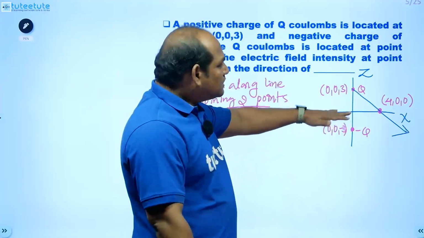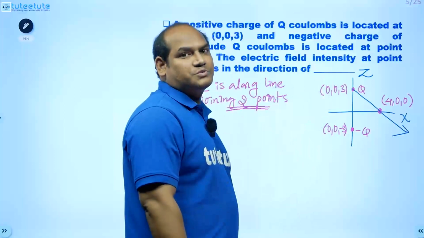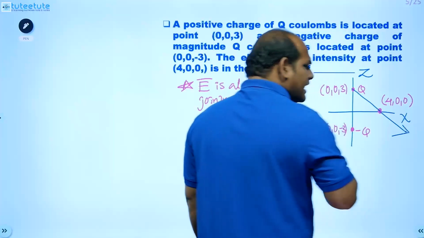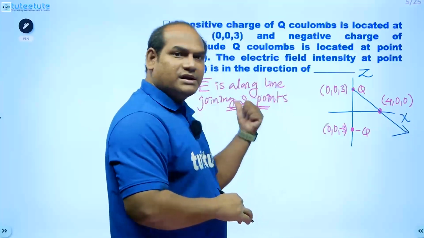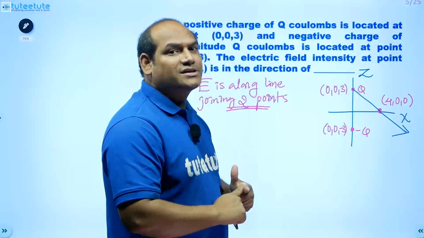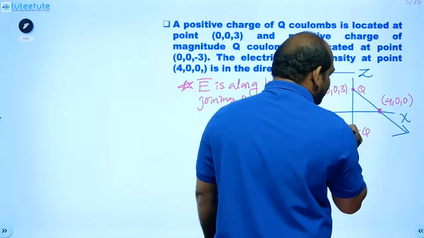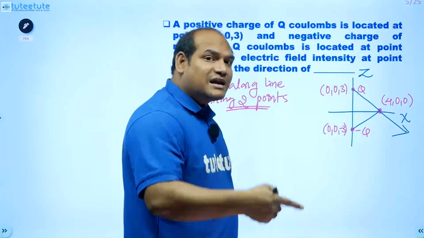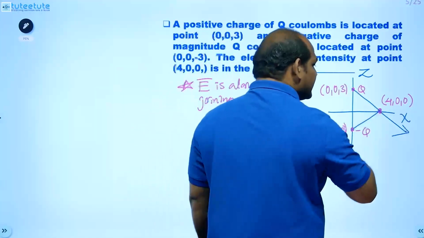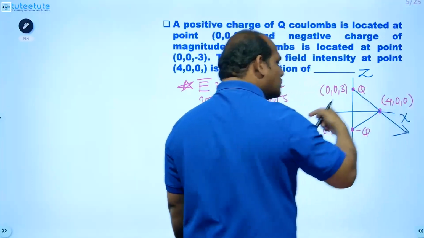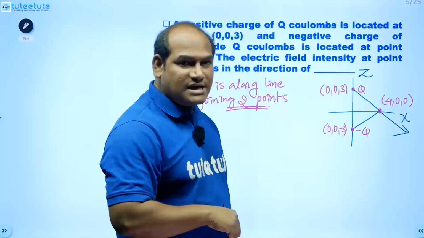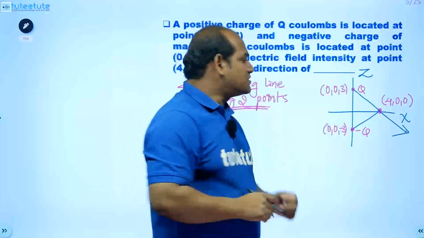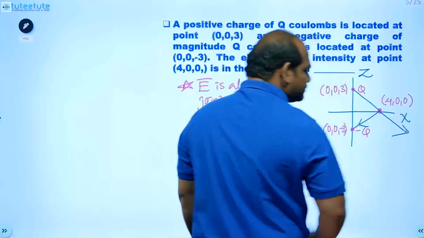Now leave this plus Q and concentrate on minus Q. Again, this is also a source point, and here is the observation point. Again, we can apply the same statement: the electric field is along the line joining the two points. So the direction is along the line joining these two. But is it going outside, or is it coming into minus Q? It is going into the minus Q because it is a negative charge. So electric flux lines are going into the negative charge. So the direction will be this side.